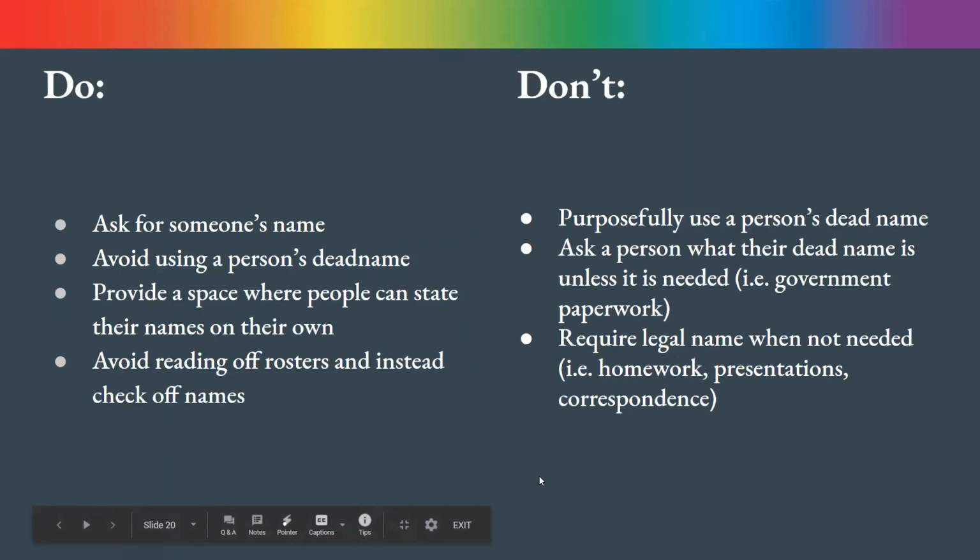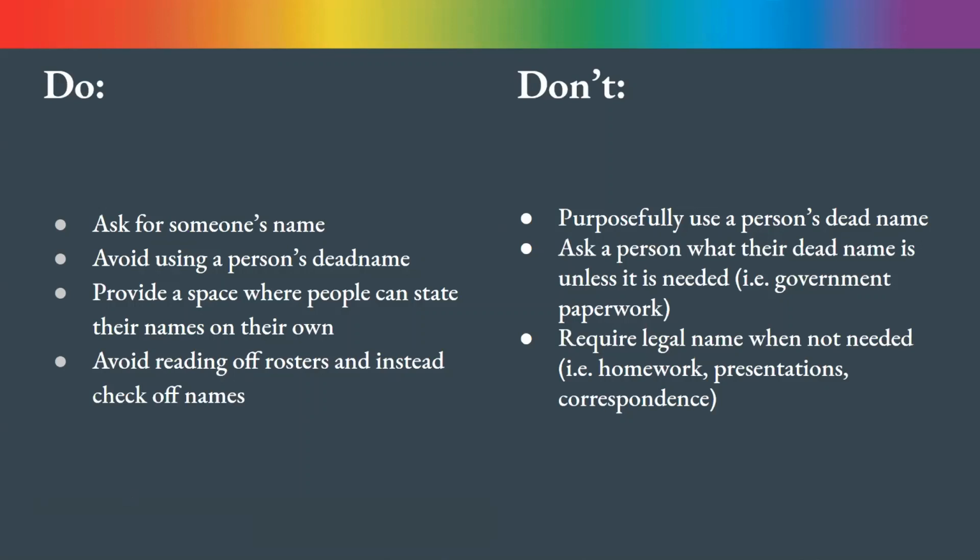Some do's and don'ts. Do ask for someone's name and avoid using someone's dead name. Provide a space where people can state their own names and avoid reading off rosters, instead check off names. And I'll go into that a little bit in just a minute. Don't purposely use a person's dead name. Don't ask a person what their dead name is unless it is needed.